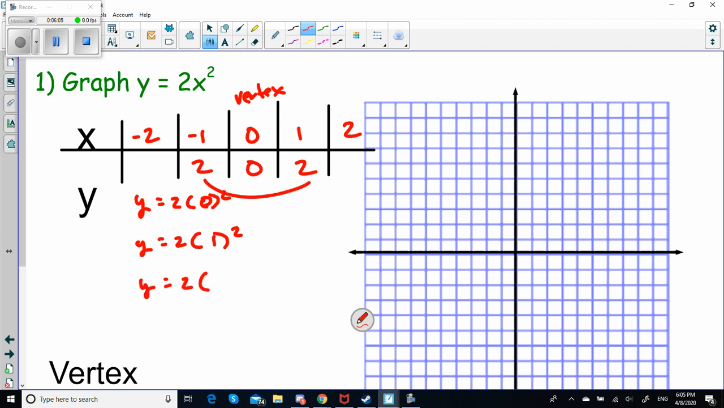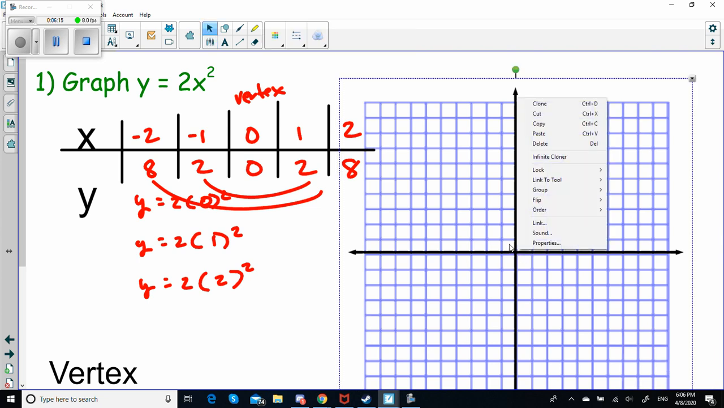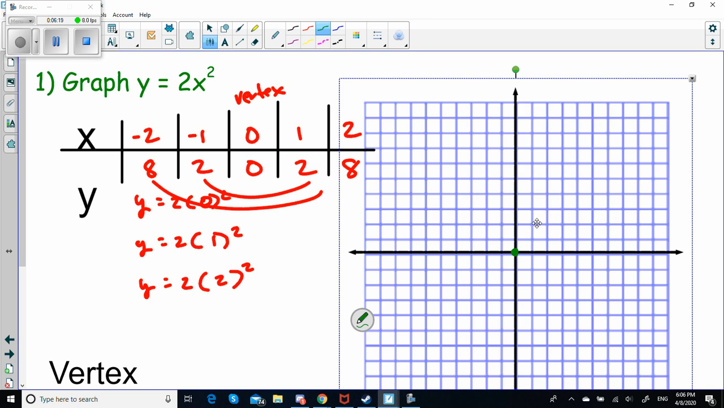And y equals 2 times 2 squared. Well, 2 squared is 4. 4 times 2 is 8. That means this one is 8. So if I graph it over here, (0, 0) is in the center. (1, 2), (-1, 2), (2, 8), and (-2, 8).